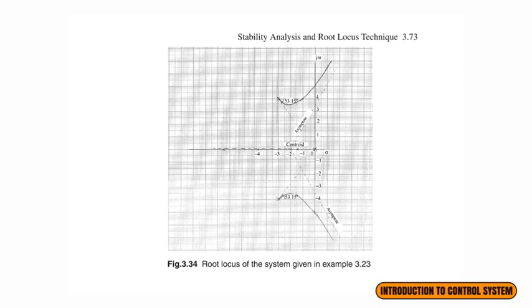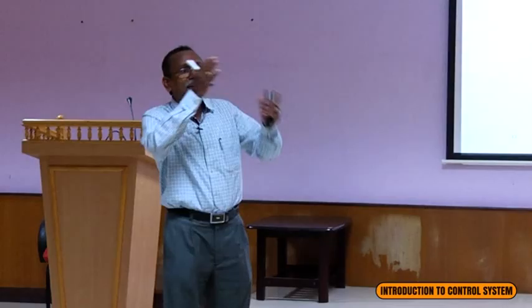The third pole is starting from the denominator. You see s multiplied by s square plus 6s plus 25. One pole is at the origin. So if I increase k, this pole is moving to infinity. These two poles are moving to infinity this way. As k varies from 0 to infinity, poles are moving away, so the poles are moving to the right hand side. So if we increase k beyond a certain value, the system becomes unstable.